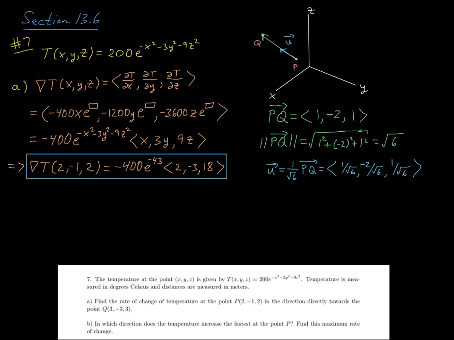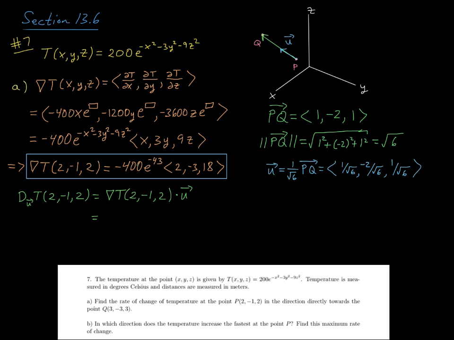To compute the directional derivative, we can now say the directional derivative of our temperature function at the point P in the direction of this unit vector u will be the gradient vector of T evaluated at (2, -1, 2), dotted with this unit vector u.